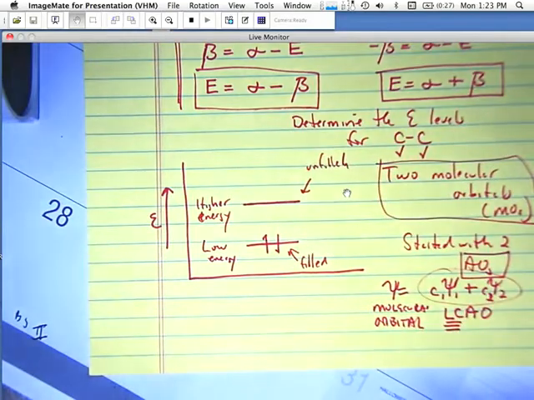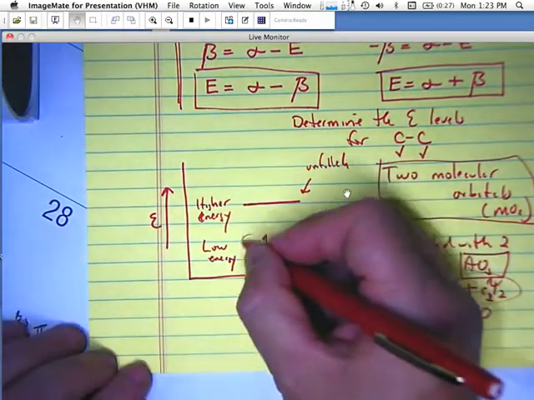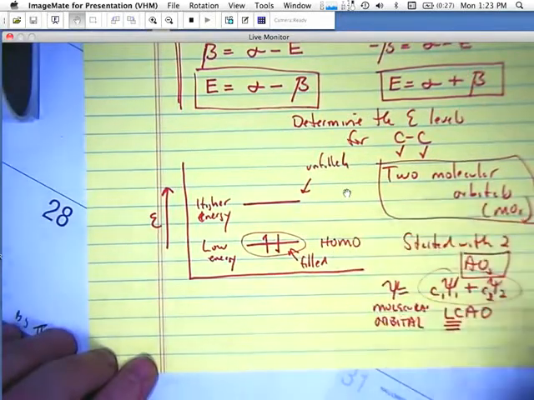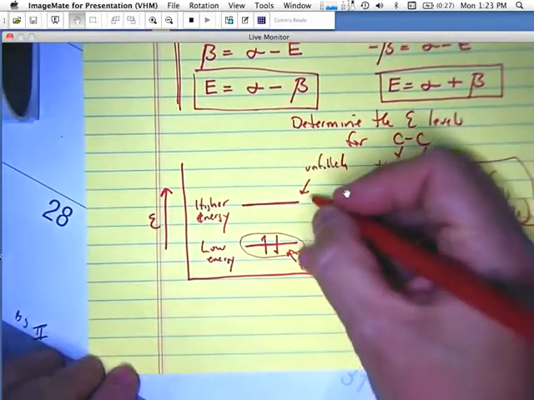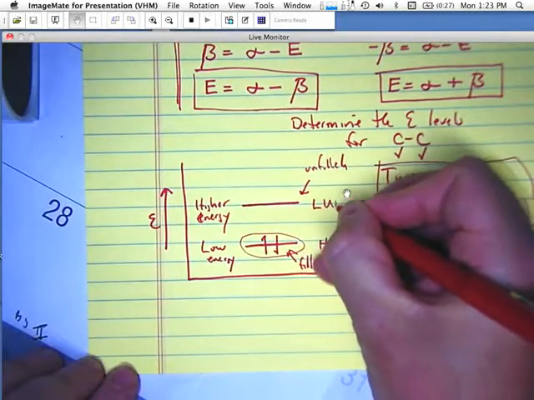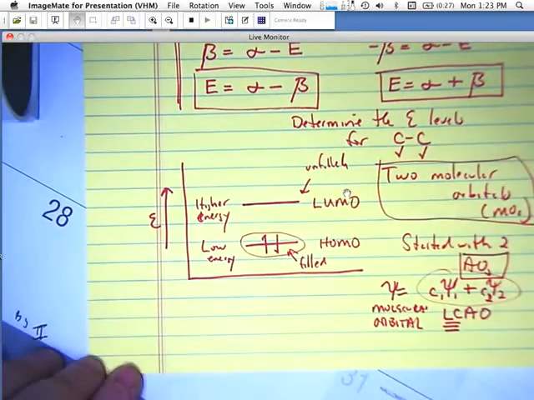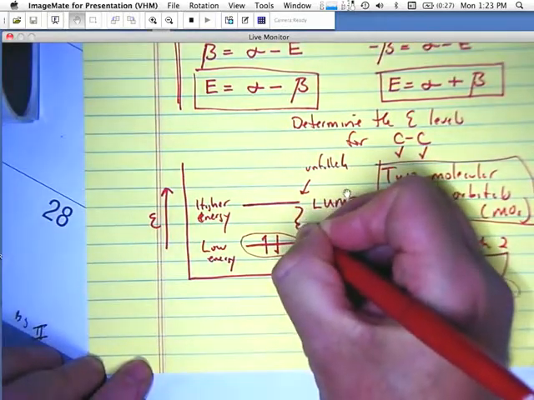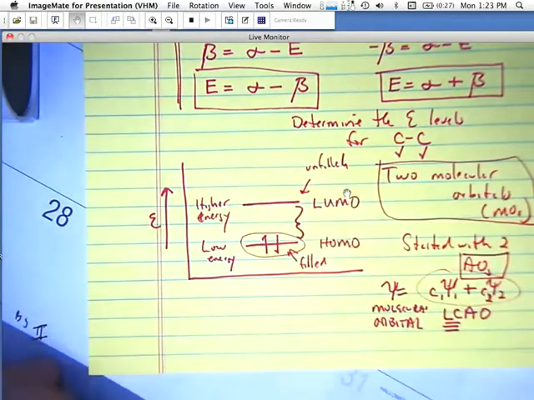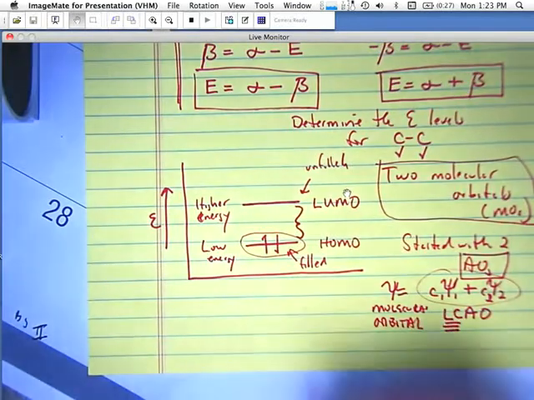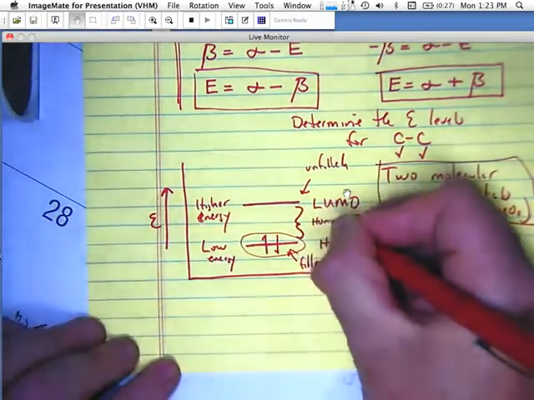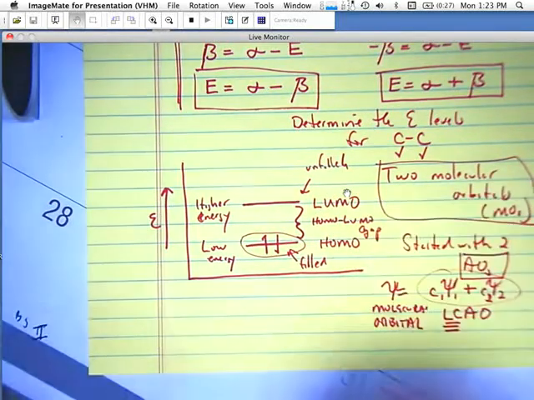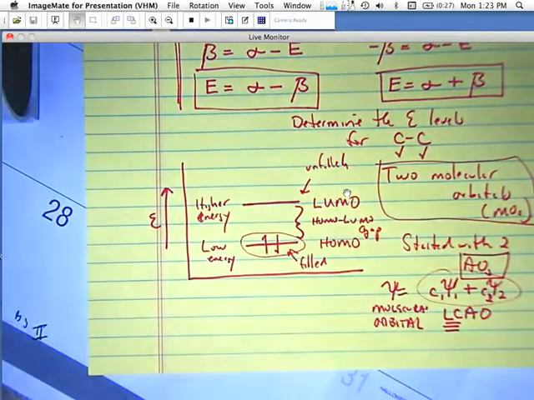And if this were the highest one that's occupied, we would call this the HOMO, highest occupied molecular orbital. And if this is the lowest unoccupied one, that would be called the LUMO. It turns out that in molecular orbital theory, the gap, the difference between these two energy levels, has some real significance, and we cleverly call this the HOMO-LUMO gap.